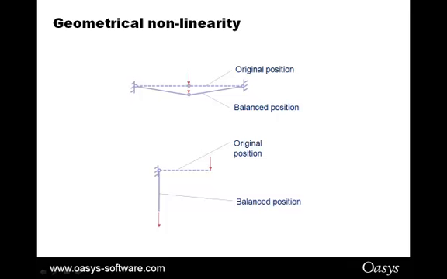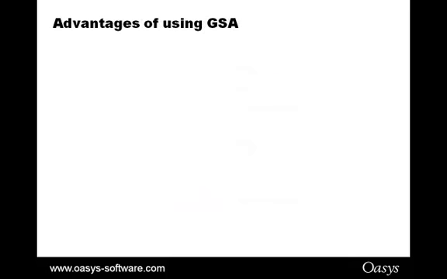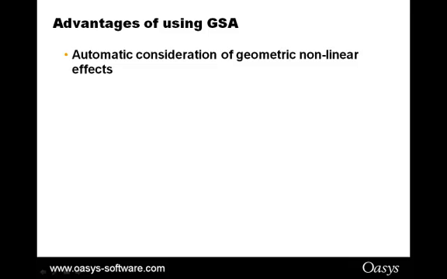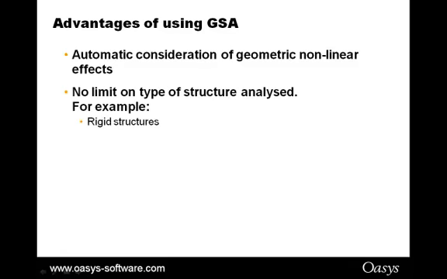For example, these two examples here, a 3-pin beam and a pinned cantilever. Neither of these work, obviously, for a linear analysis or a matrix method, but with the non-linear dynamic relaxation in GSA, you can use GSA to solve these sorts of problems. So a quick summary there. GSA automatically deals with geometric non-linear effects.